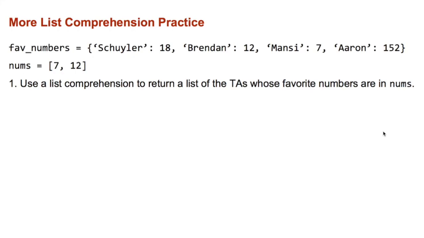That being said, let's get started with some practice. So this is the first question from the worksheet. It has a dictionary where the keys are the names of discussion TAs and the values are numbers, their favorite numbers. And then there's a list of nums. And what it says is use a list comprehension to return a list of the TAs whose favorite numbers are in nums. So what I would suggest doing is if you feel comfortable with list comprehensions, or even if you don't, try to refer to the past 2 or 3 minutes of this video and work on this alone.